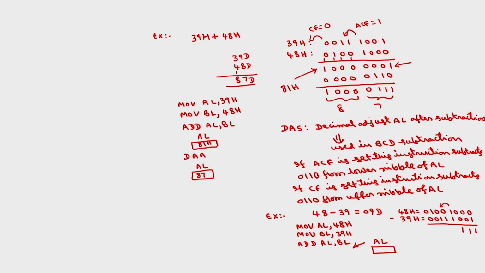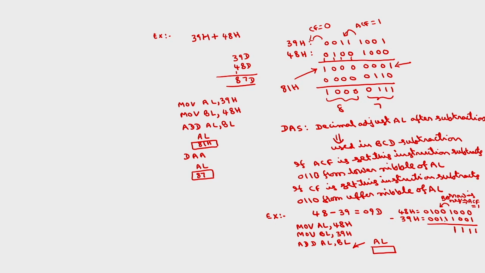And this 1 has already been given, so this becomes 0 minus 1. To perform 0 minus 1, it has to take a borrow from the upper nibble. Borrow is required from the upper nibble to the lower nibble, which implies the auxiliary carry flag is set. So after taking the borrow, what will be the result? This becomes 2, 2 minus 1 is 1.